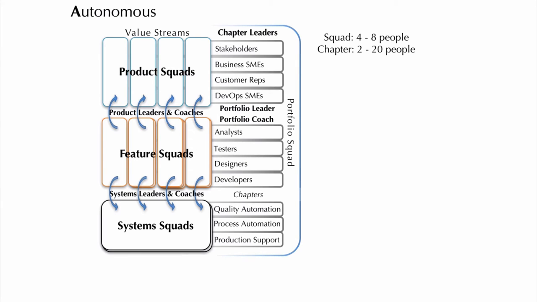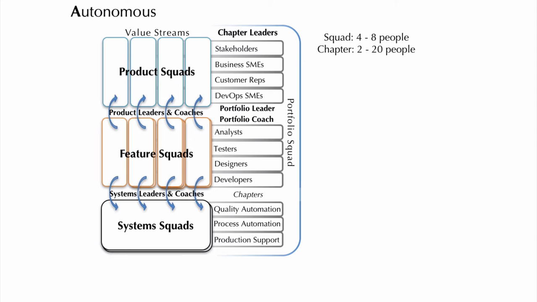During the weekly chapter meetings, each chapter picks a representative to attend a subsequent meeting of the portfolio squad. That's a virtual team that makes decisions about the organization of the portfolio of squads as a whole. The portfolio squad also enrolls product leaders and systems leaders, and naturally it has its own leader and coach pair to provide it with leadership as a service.